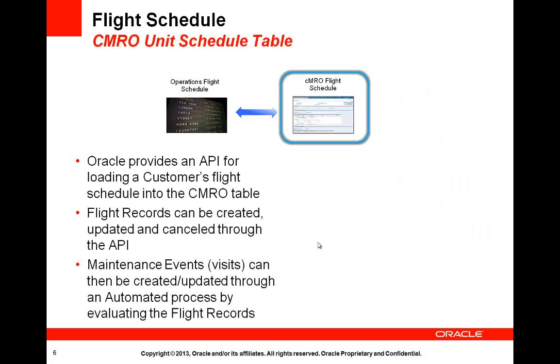Let's now review the cMRO flight schedule that is contained in the cMRO unit schedule table. As mentioned, Oracle provides an API for loading the flight schedule into the cMRO table. Flight records can be created, updated, or canceled through the API. Maintenance events, or what's known as visits, can also then be created or updated through the automated process by evaluating these flight records.